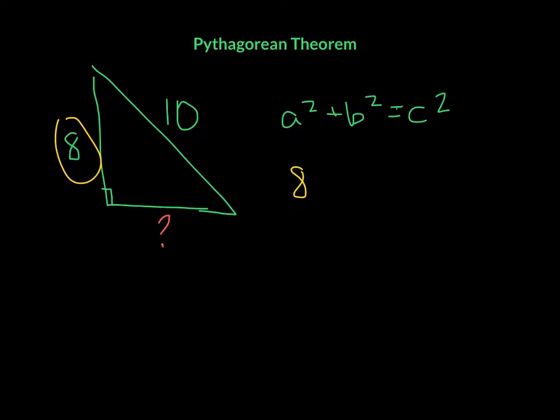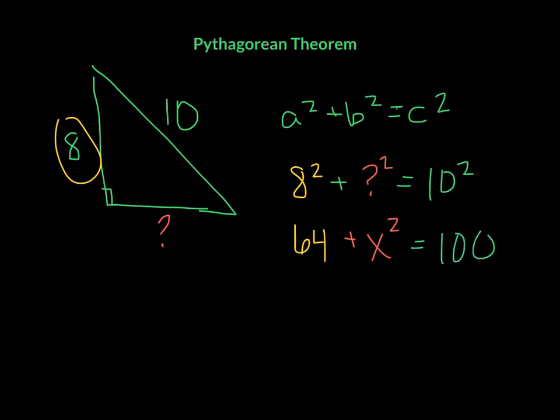So if I put 8 squared there, plus, this is my question mark. I don't know what this side is. So my question mark squared, and that equals my 10 squared. So when I go ahead and square 8, I get 64. Once again, I still don't know what this is, so I'm going to put X instead of a question mark, and it equals 100.